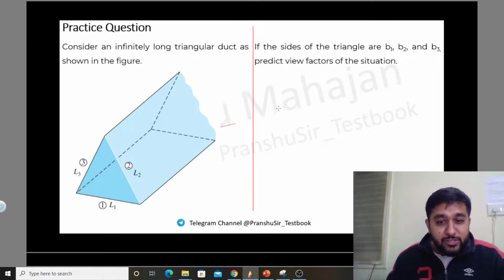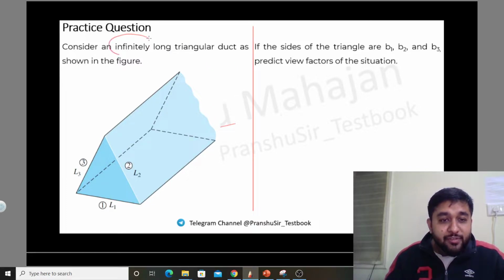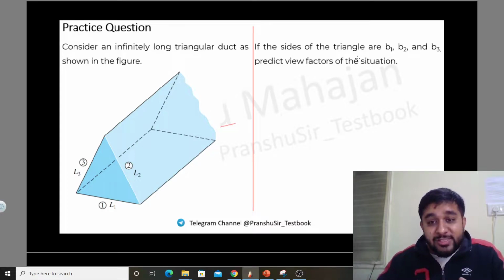Let's see what the question says. The question says, consider an infinitely long triangular duct as shown in the figure. So there is some duct and the duct is infinitely long and it has a triangular cross section as shown in the figure. I have copied this figure from Senjal, I think. If the sides of the triangle are B1, B2 and B3, predict the view factors of the situation.